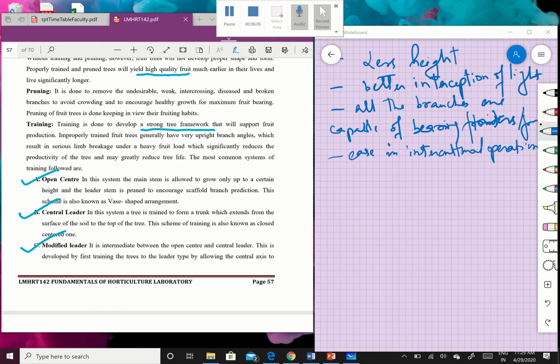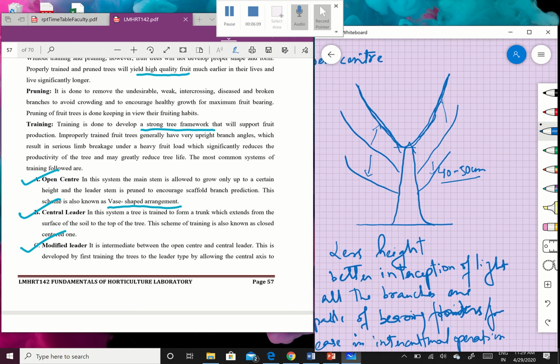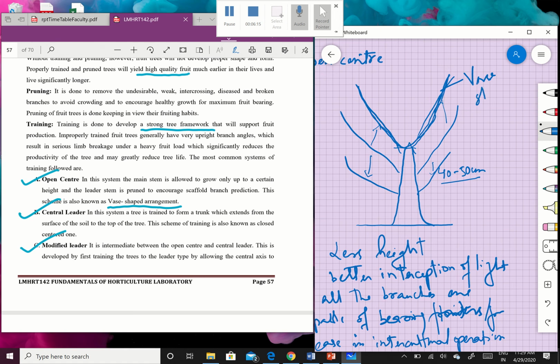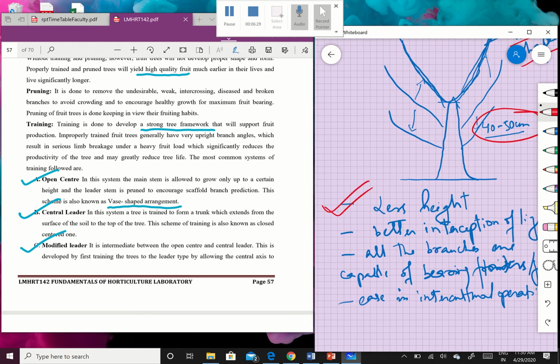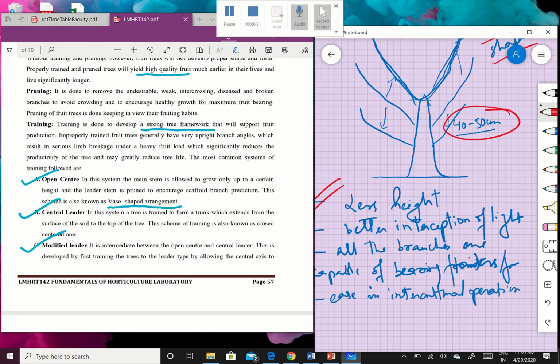This open center is also known as vase shaped arrangement. Because of these arrangements, you can see this is known as your vase arrangement. That's why it is known as vase shaped arrangement. So you have to remember this. Then at what height they used to be headed, and what are the importance, these characteristics you have to remember it.